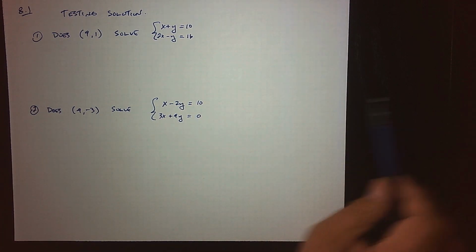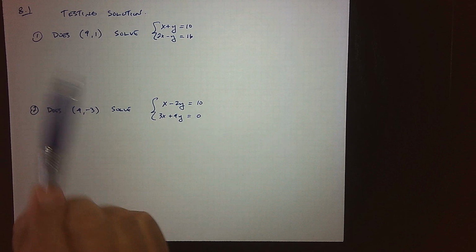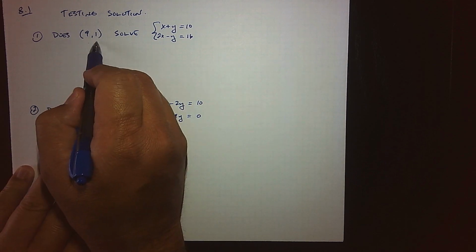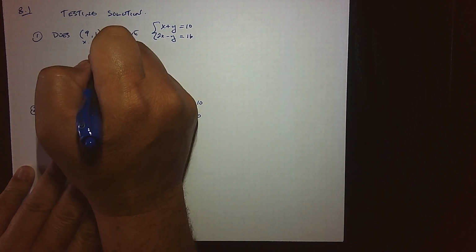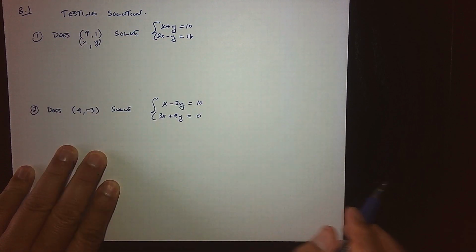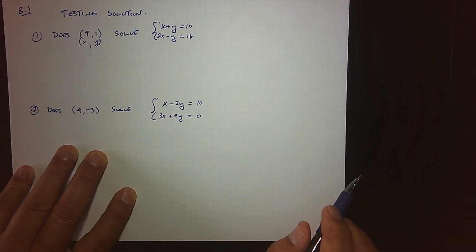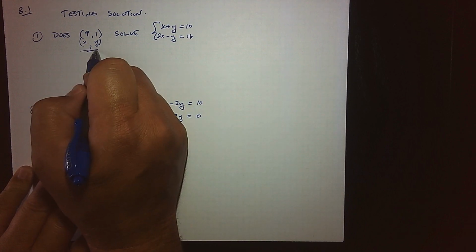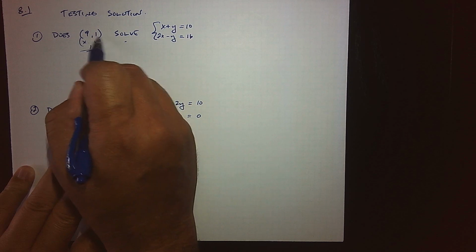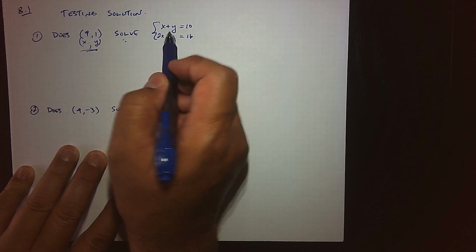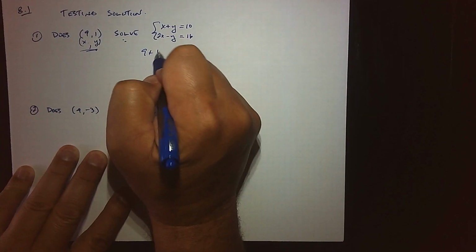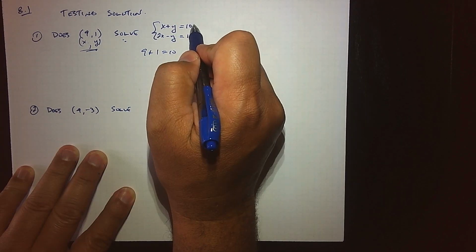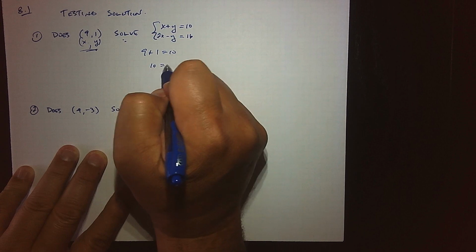And so my first thing, testing a solution, I'm given the ordered pair (9, 1). Keep in mind, I just told you what x and y are: x is 9 and y is 1. So I gave you the values, I already did the work for you. Does this point solve this system? Well, of course, to see if it's a solution, I have to plug the point into this equation and see if I get a true statement, which I do.